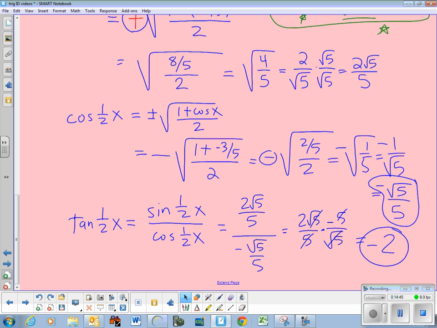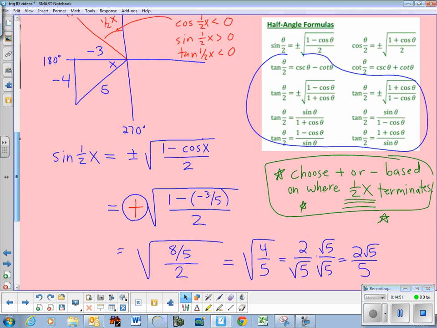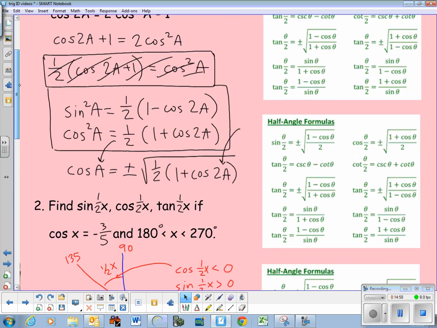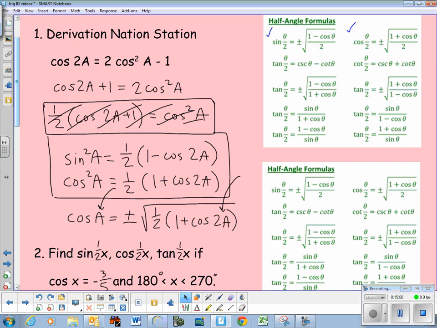All right, so these, you're used to working with identities. These are some new ones. This statement in green is our most common source of errors, but that's going to do it for half angles.